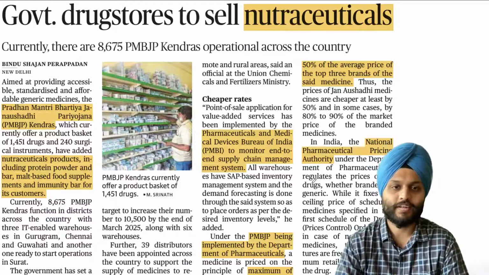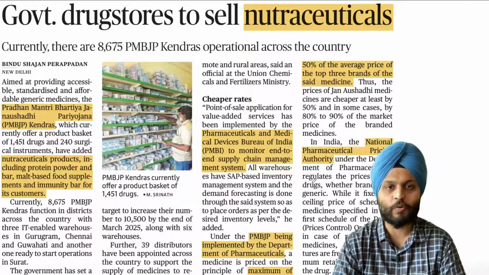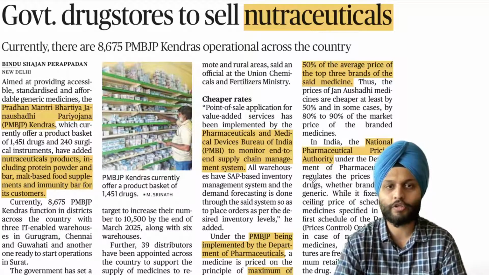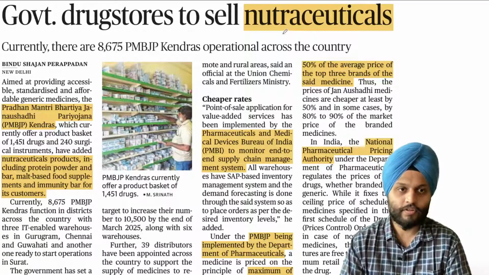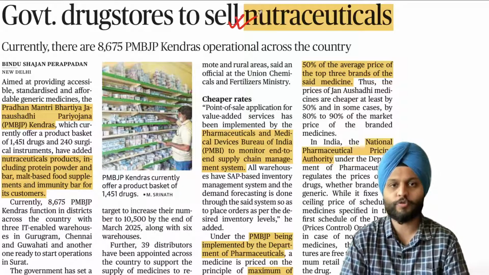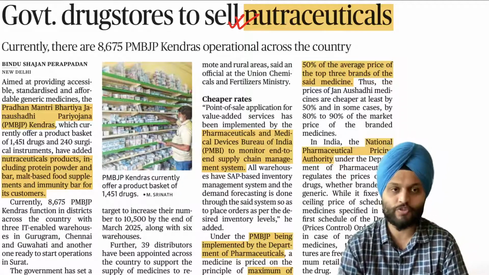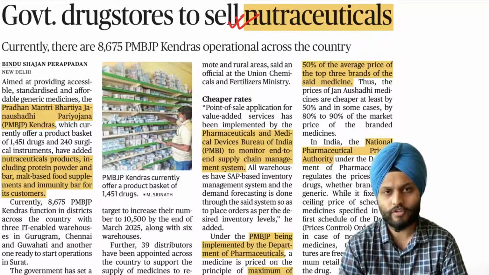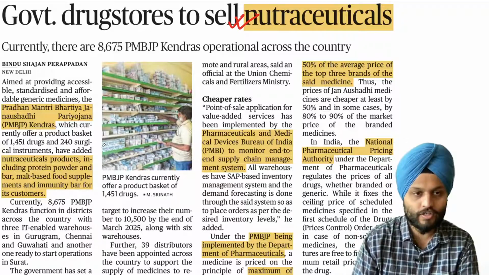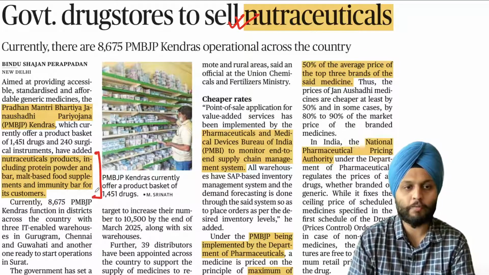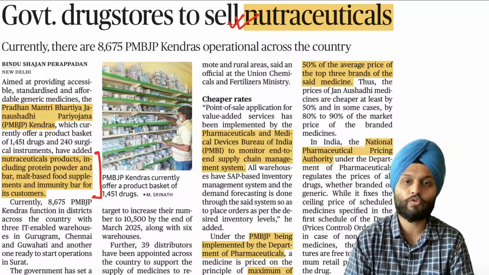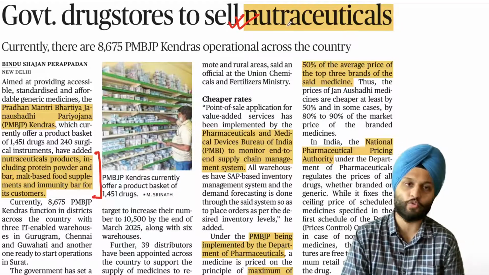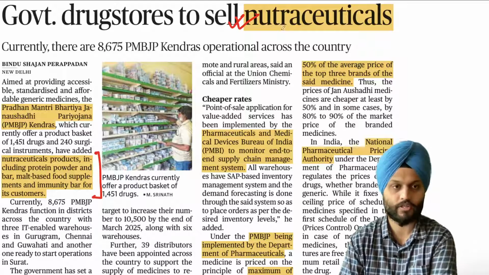Okay. Now this is about drugstores, government drugstores to sell nutraceuticals. So first of all, what is a nutraceutical? One is pharmaceuticals. What is nutraceuticals? Nutrients. So your proteins, protein powder, malt based food supplements, immunity bars. These are basically known as nutraceuticals, like supplements, basically supplementary things.